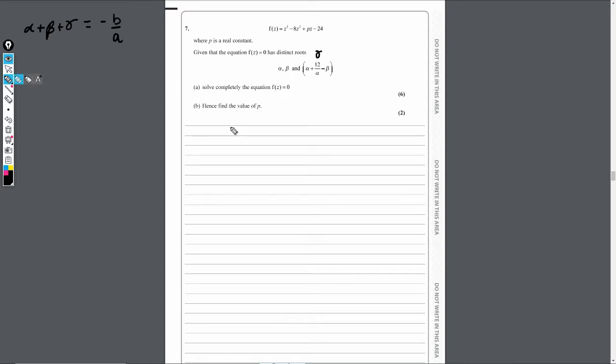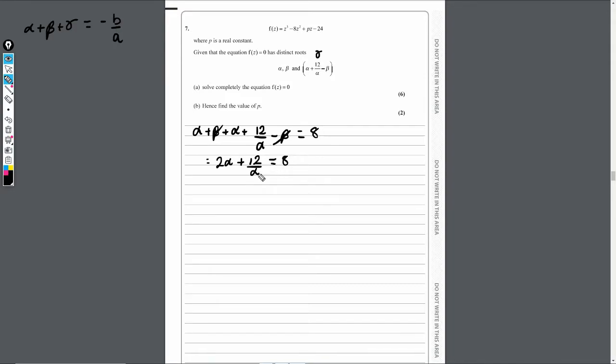So alpha plus beta plus gamma, but my gamma is this here, so let's substitute that in: alpha plus beta plus alpha plus 12 over alpha minus beta, and we know it's equal to minus b over a, which is 8. Well, we can simplify here. Alpha plus alpha is 2 alpha. Beta minus beta cancel, and I've got 12 over alpha, and this is equal to 8.